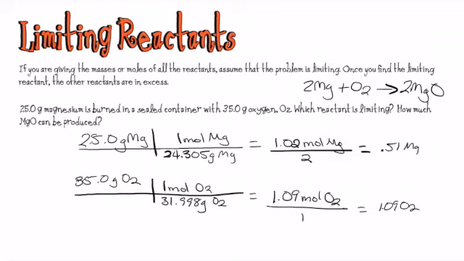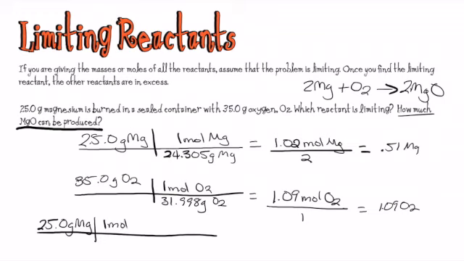So the question asks us how much magnesium oxide can be produced. "How much" means that we're looking for grams. So we know that magnesium is what's limiting. So we're going to start with 25 grams of magnesium. Remember with stoich, our first step is to get to moles.